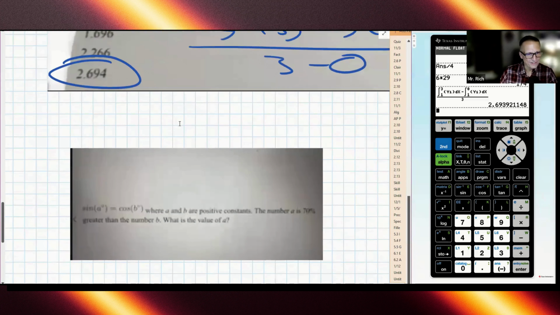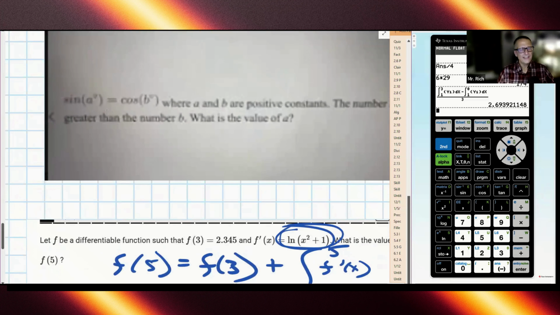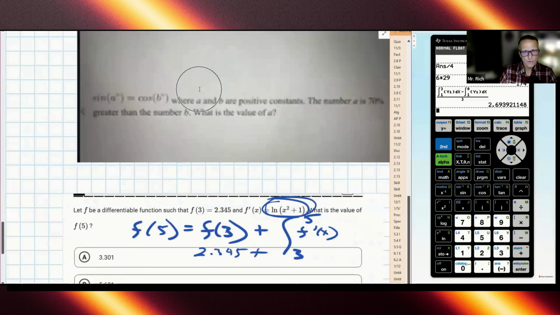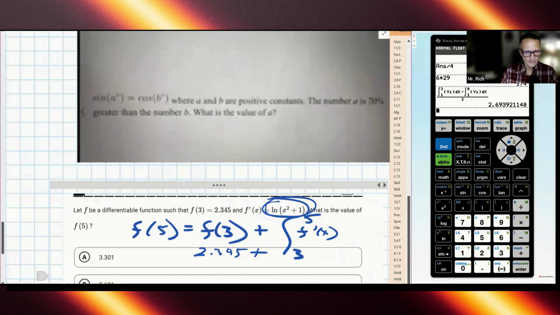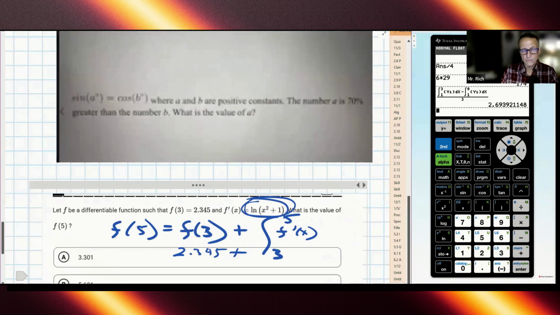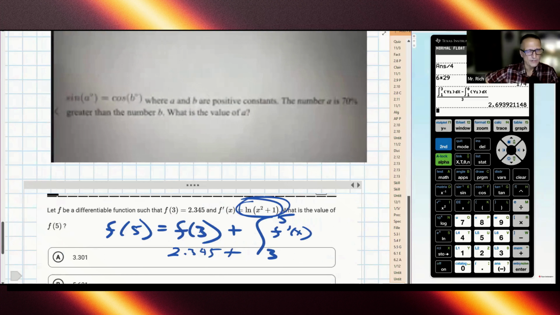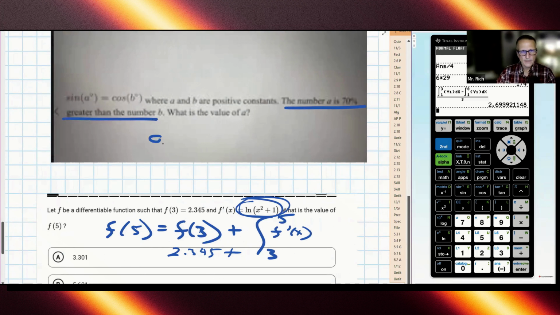Back to Joe, he was just saying that was a degree symbol. Sine of A degrees is equal to cosine B degrees, where A and B... Why didn't I recognize that? Whoa, wait a minute. The number A is 70% greater than the number B. What's the value of A? Are you kidding me? All right, I'm going to write this as an equation. The number A is 70% greater than B. That would mean I would multiply B by 1.7. If something is 70% greater than, it's 1 plus 0.7 times B, or just 1.7 times B.